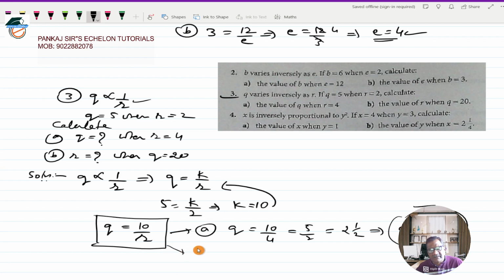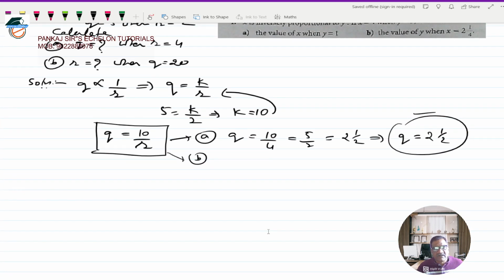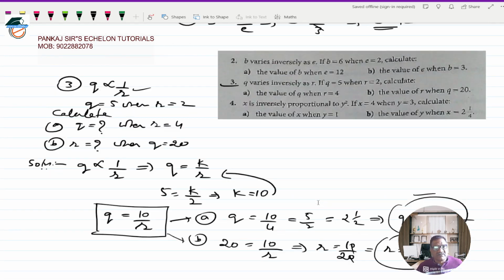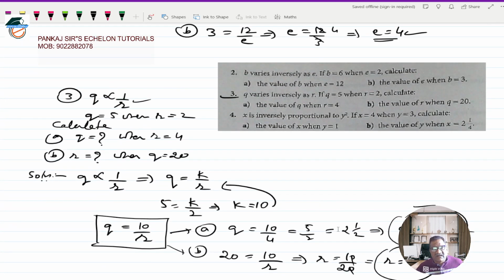Now the b subquestion is, you have to find out r when q is 20. So I'll take q as 20, 10 upon r, isn't it? So if I rearrange this, I'll get r is equal to 10 upon 20. So 10 upon 20 is nothing but 1 by 2. So r is equal to half. These are the answers for question number 3, a and b.